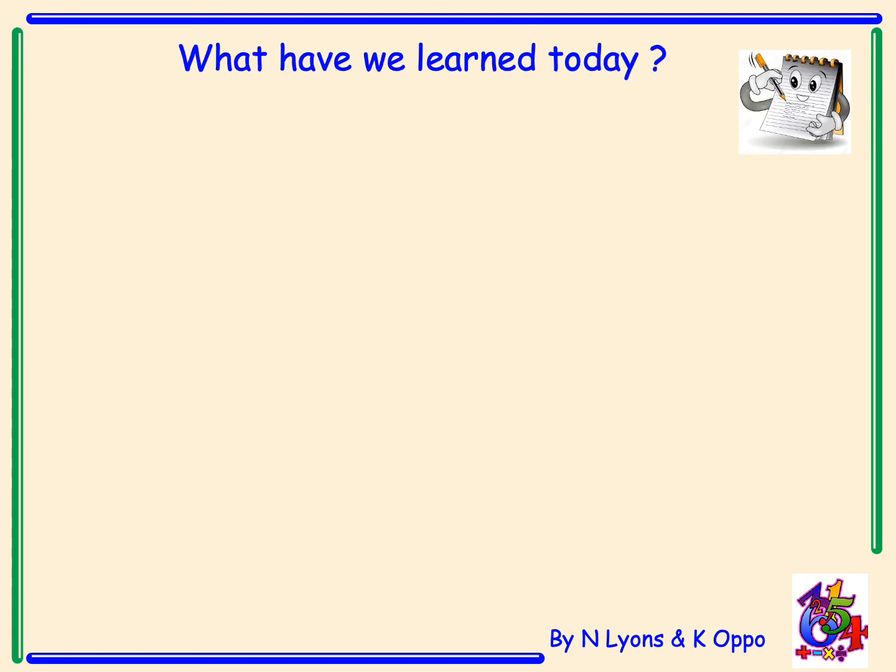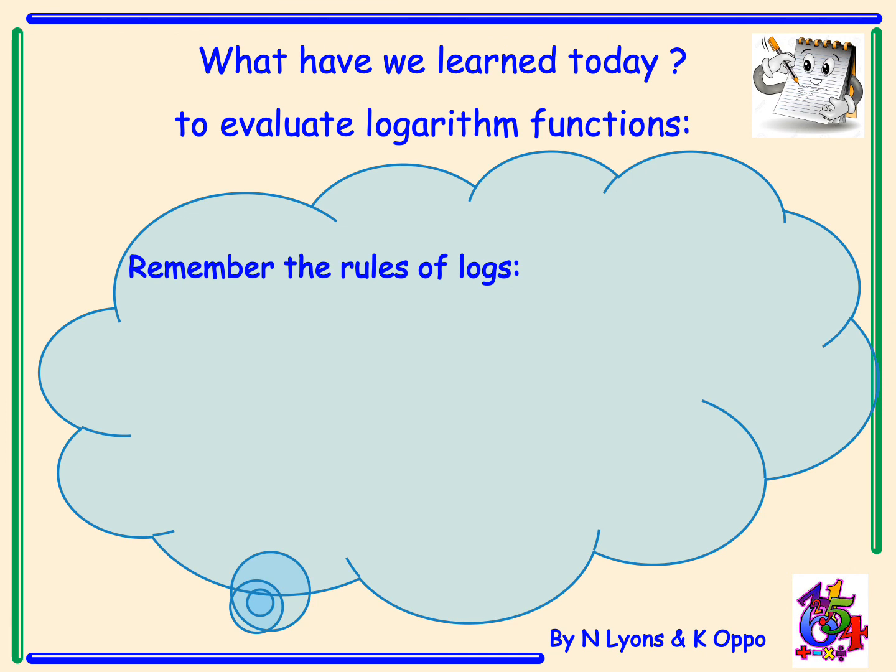So what have we learned today? Well, you've learned how to evaluate logarithm functions using our rules of logs. Rule 1: if you've got 2 logs with the same base, you want to add them together, you can take the 2 terms and multiply them to simplify it. Sometimes you can't evaluate each term individually, but when you multiply x and y together, it suddenly becomes simpler to evaluate.